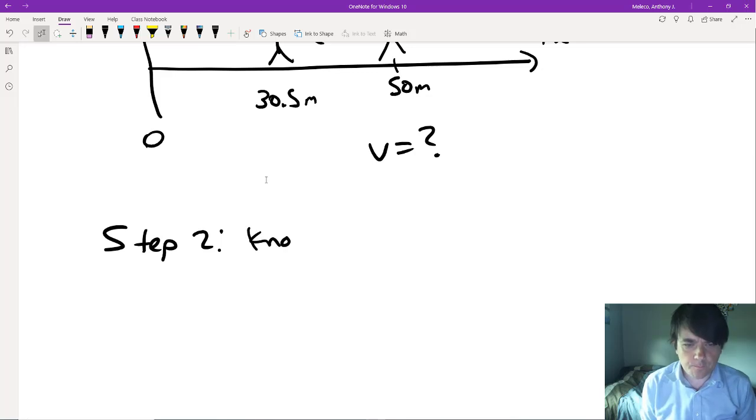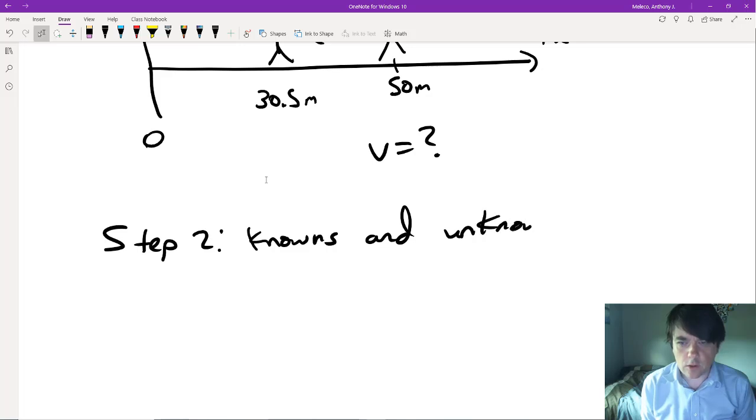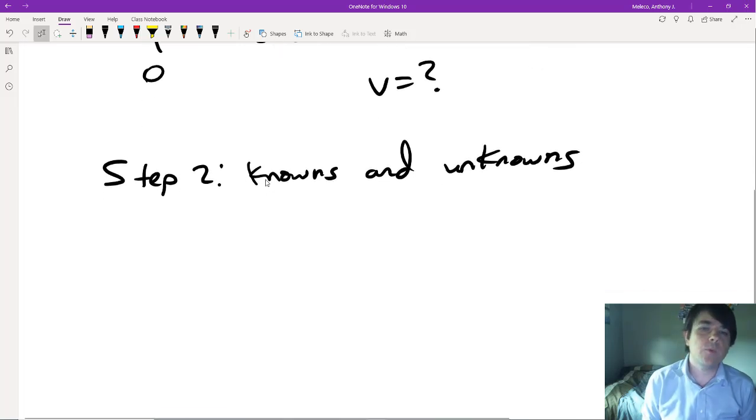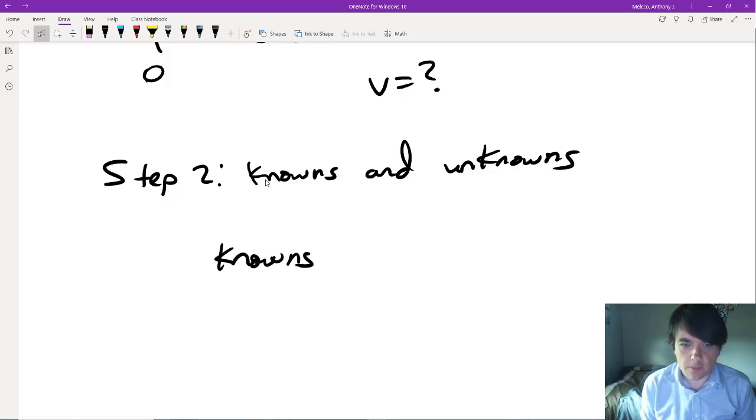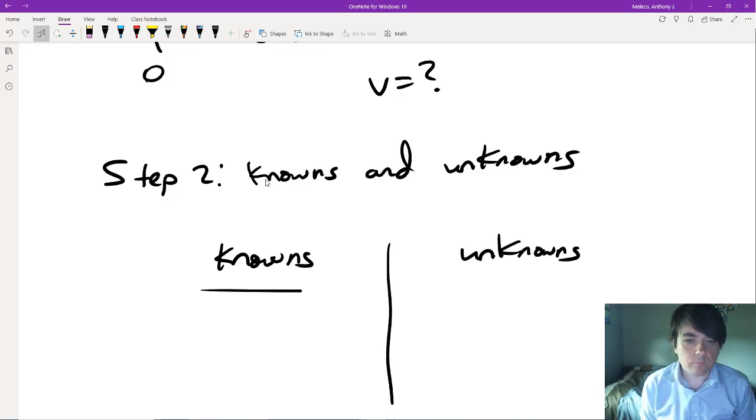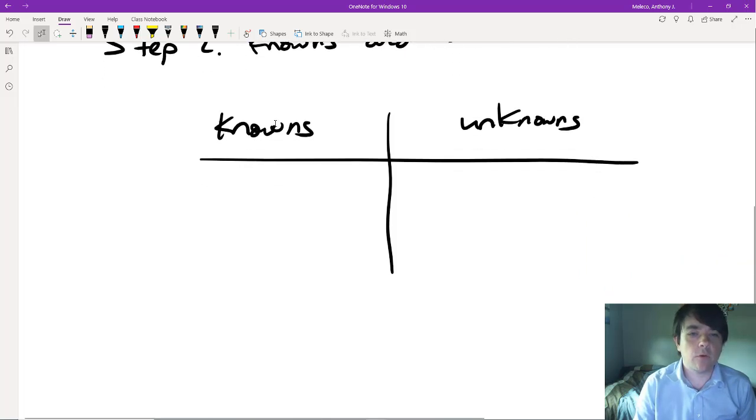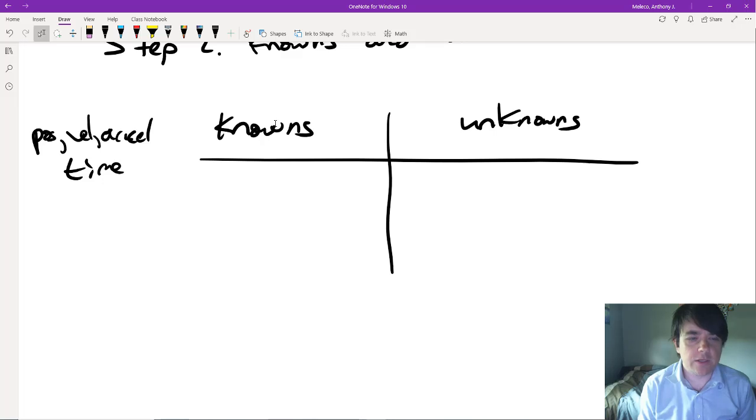So step 2 was knowns and unknowns. If you remember, knowns and unknowns was basically everything we know about the problem and perhaps everything we don't. So what I do is I go through and I look for position, velocity, acceleration, and then time. And I usually do it in that order. And then I do anything else.